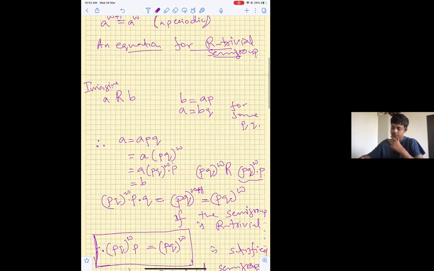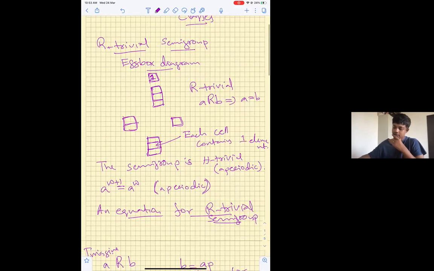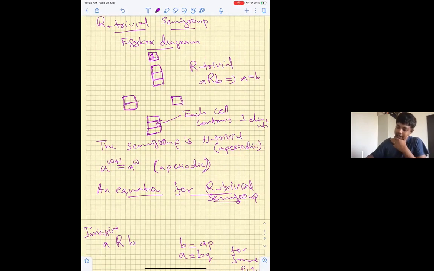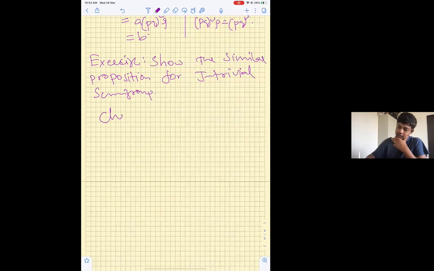Now let's come to our important job, which is to find the characterizing languages recognized by R trivial semigroups.